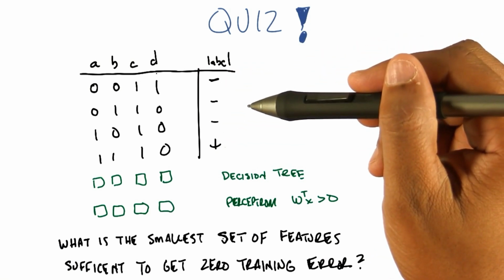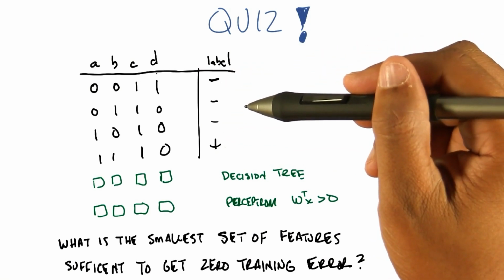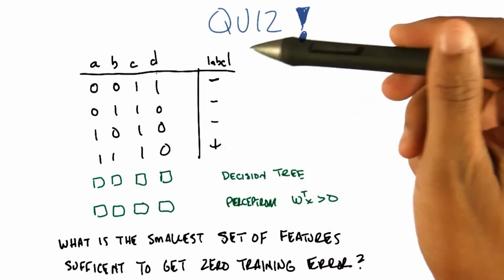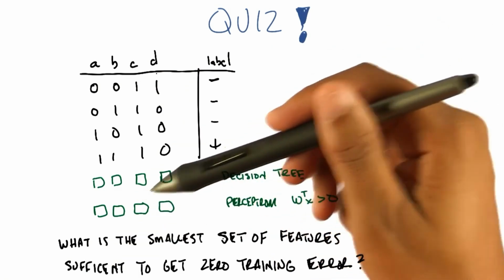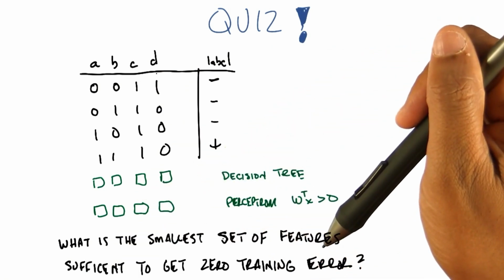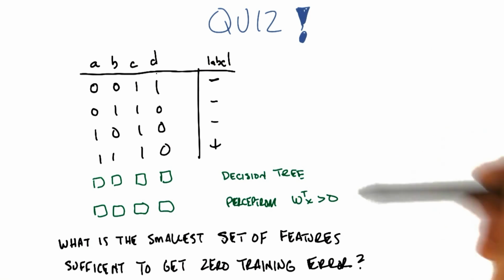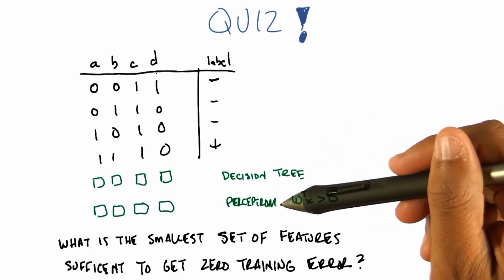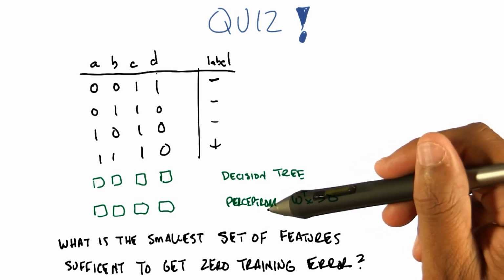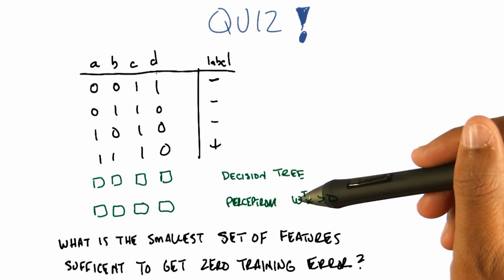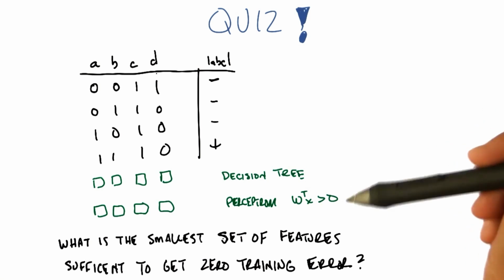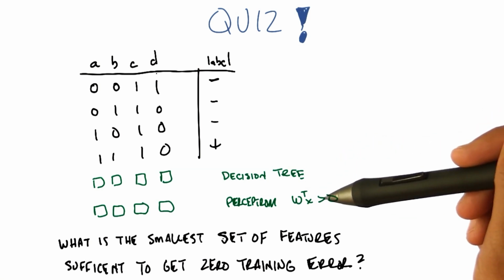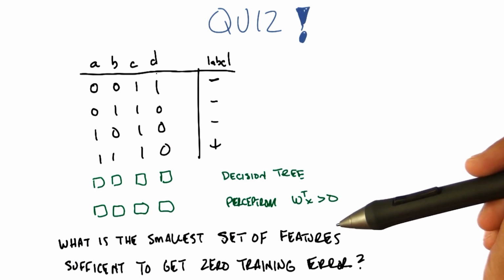Okay? And here's what I want you to do. I want you to find the smallest subset of features of A, B, C, and D that's sufficient to get 0 training error for these 2 different learning algorithms. Decision trees, the first one, and the second is a perceptron, but a very simple perceptron where you simply have W transpose X greater than 0. If it's greater than 0, you return positive. If it's 0 or less, you return negative. Got it?